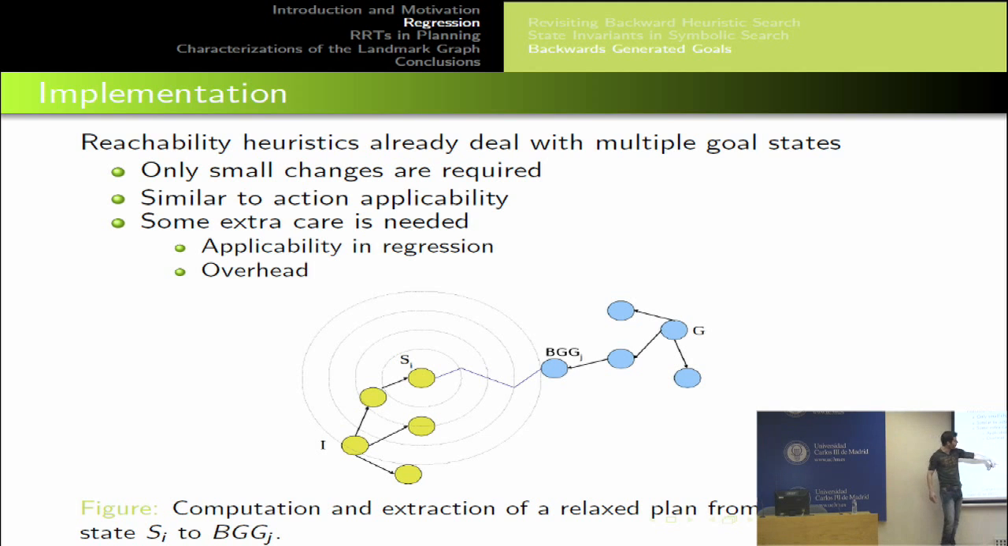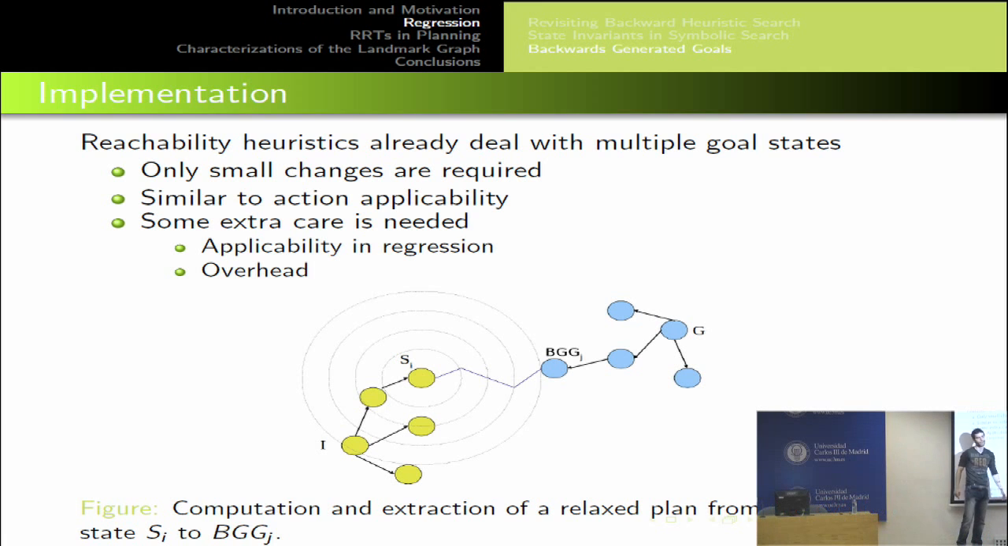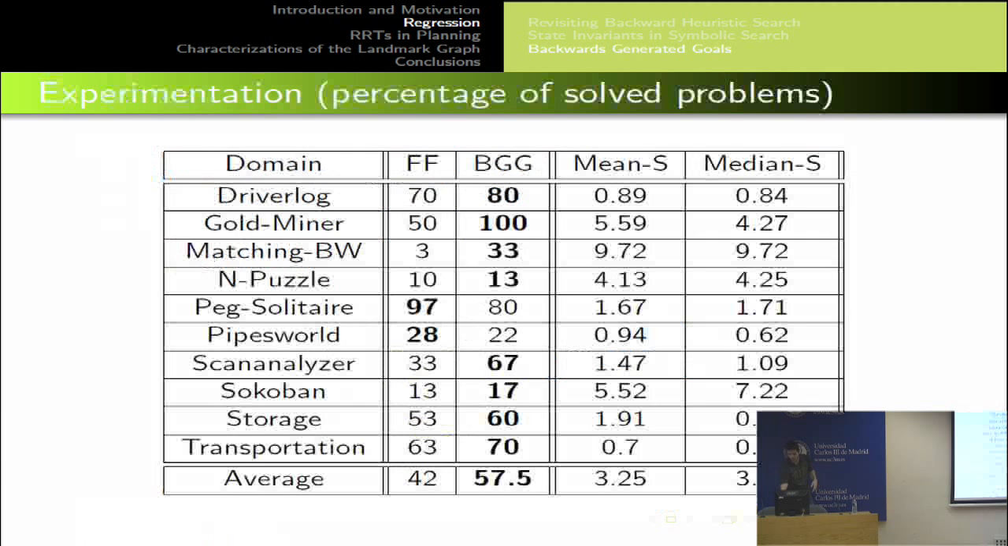So if we look at this picture here, these waves are the layers, the G layers of the relaxed exploration that stop whenever BGG is found, and then the relaxed plan is obtained from that BGG. We could use, for example, this action here to generate a new BGG there, right? If the heuristic yields 0, which means the state satisfies a BGG, then we can stop the search. No problem whatsoever.